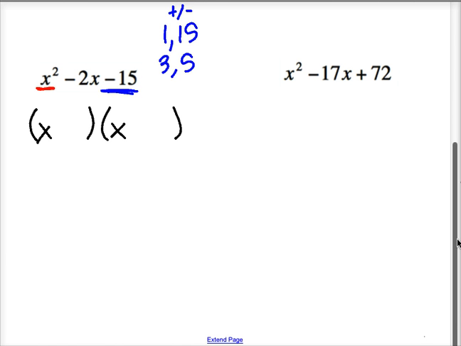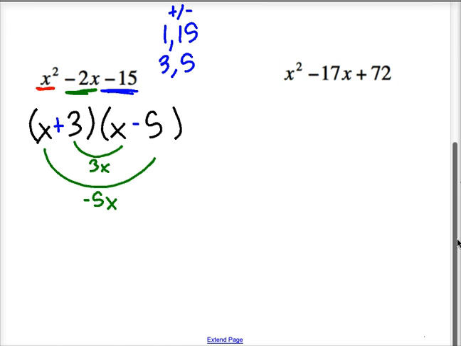And if I need them to add to be negative 2, that means I'm going to need the 5 to be negative and the 3 to be positive. Because when I combine those, 3x and minus 5x, that gives me the negative 2x that I was looking for.